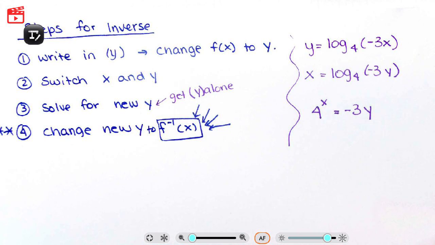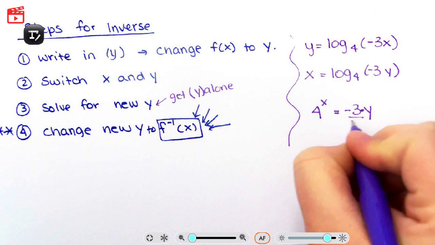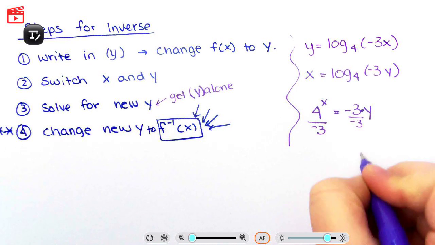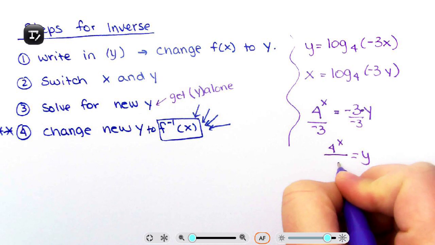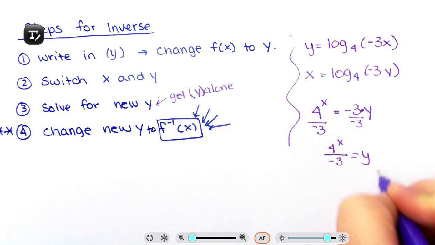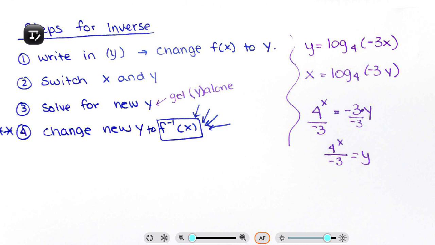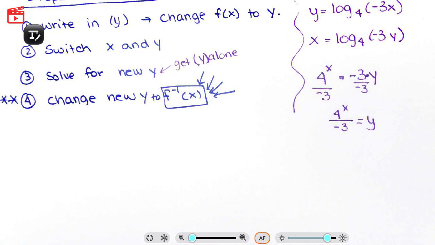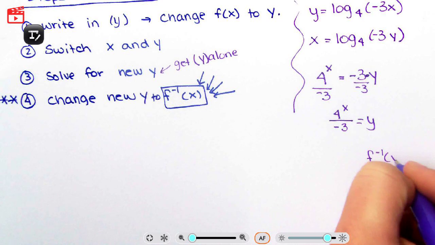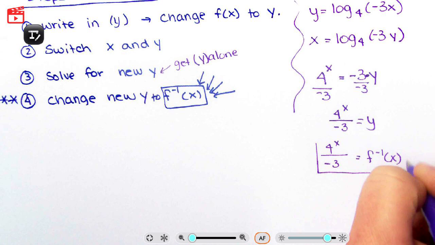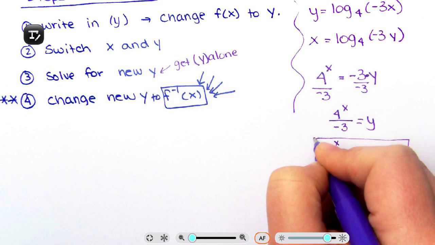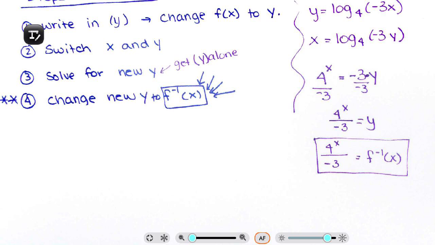So this negative 3 is attached to y by multiplication. So I'm going to divide by negative 3 both sides. So y is equal to 4 to the x power divided by negative 3. Again, are we done? No, we're not done. Okay, we need to rewrite this in terms of inverse function. That way we know that it's the inverse of the original. Okay, now if you want to move this negative out in front, go for it. All right, that's number 9.